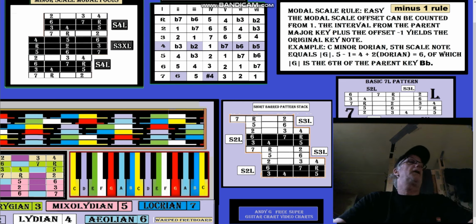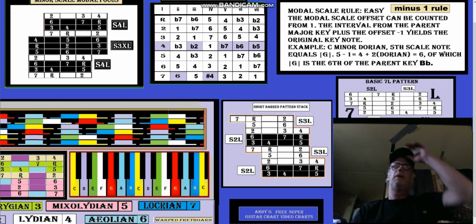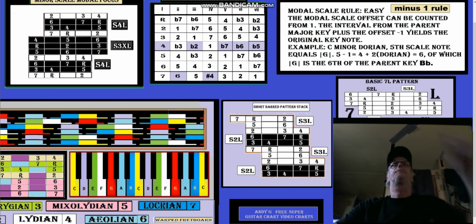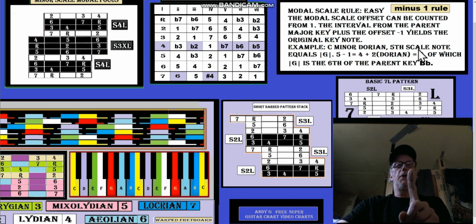Okay, so we got our last segment here. We got the rule to find out what scale degree of a relative minor, or just relative modal scale, one note is to the parent key.